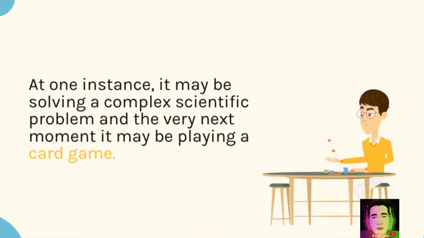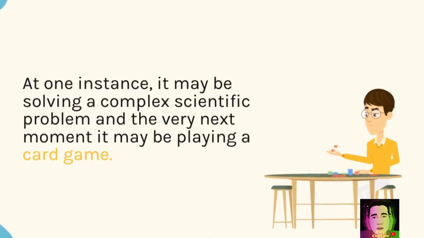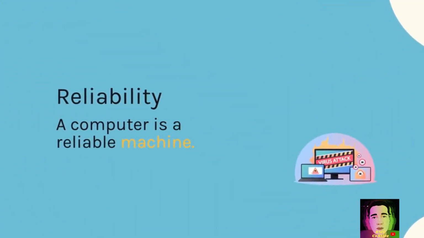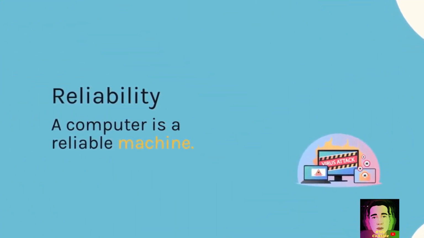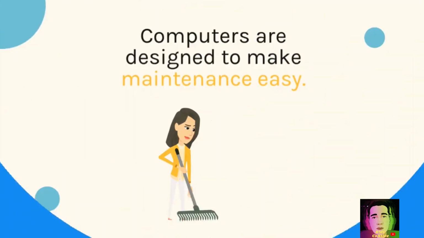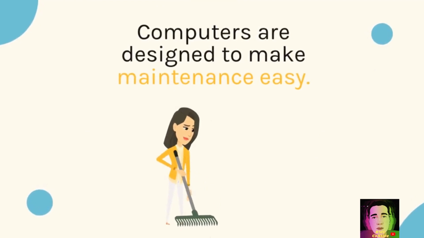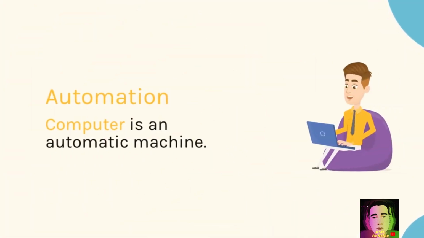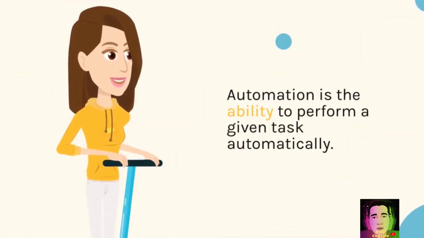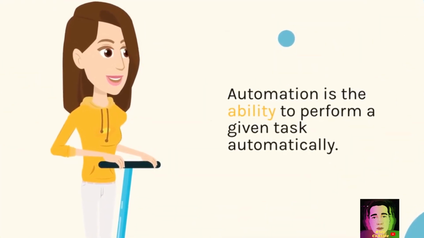At one instance, it may be solving a complex scientific problem, and the very next moment it may be playing a card game. Reliability. A computer is a reliable machine. Modern electronic components have long lives. Computers are designed to make maintenance easy. Automation. Computer is an automatic machine. Automation is the ability to perform a given task automatically.